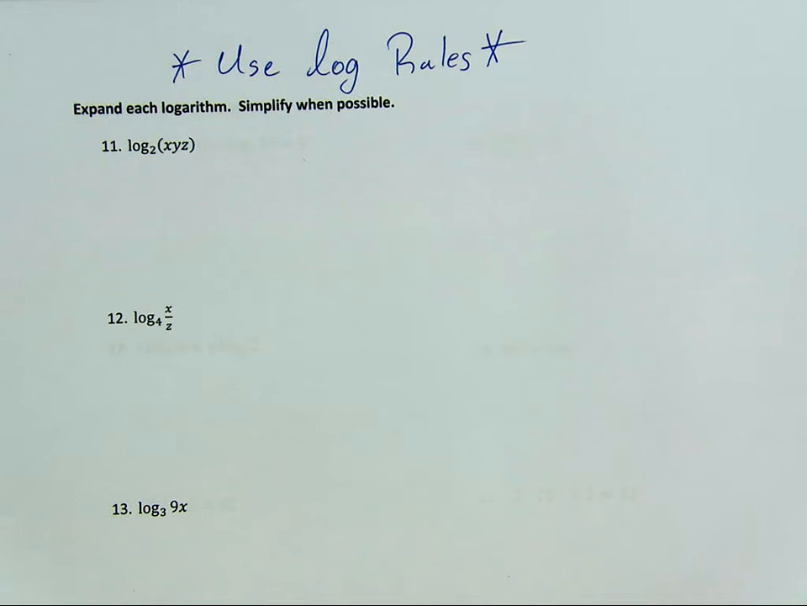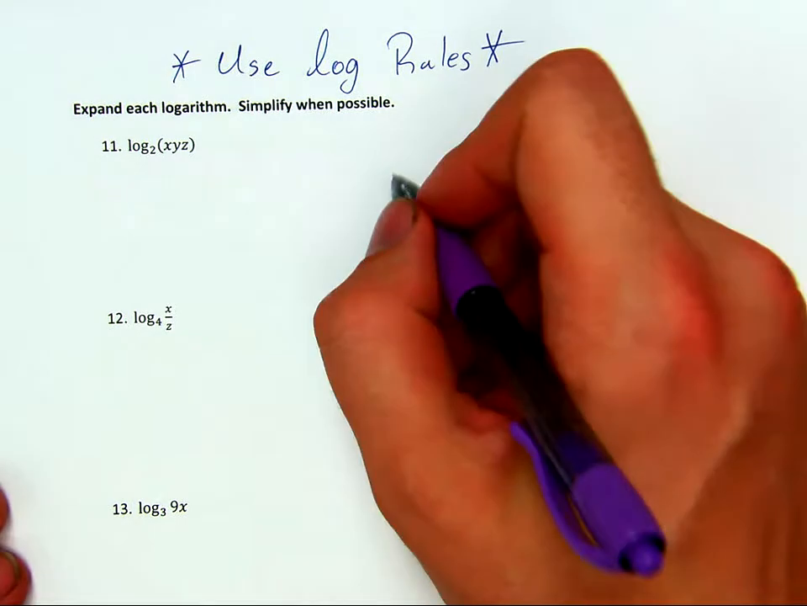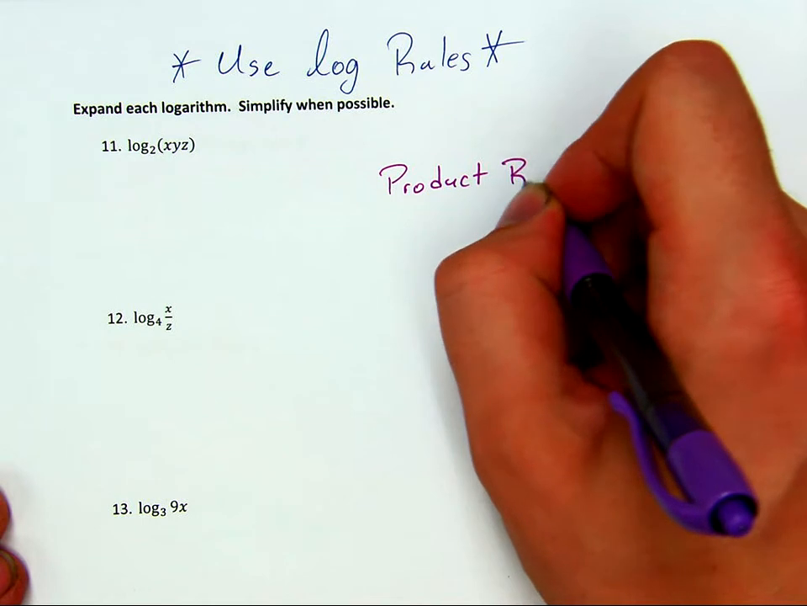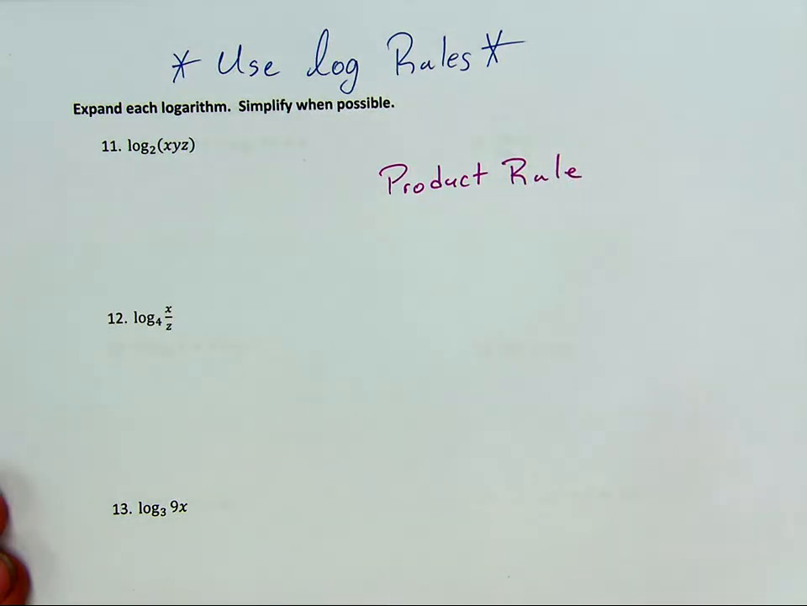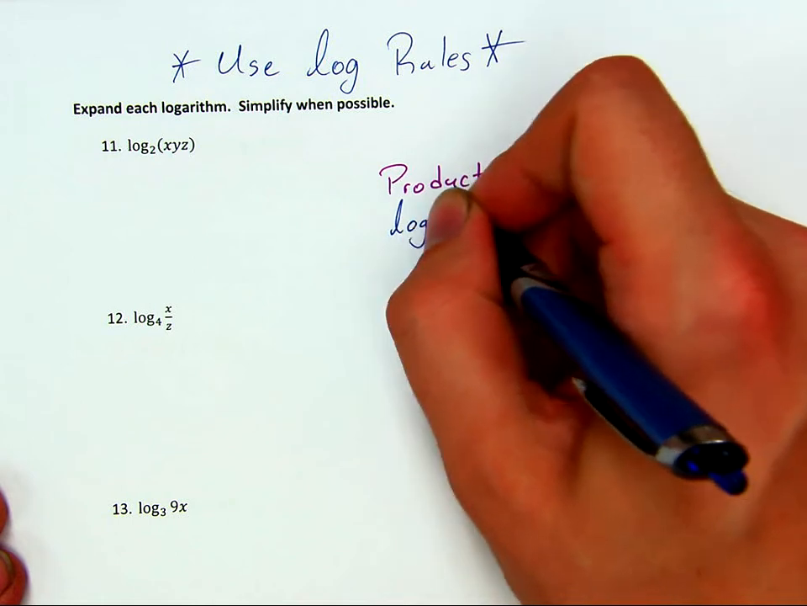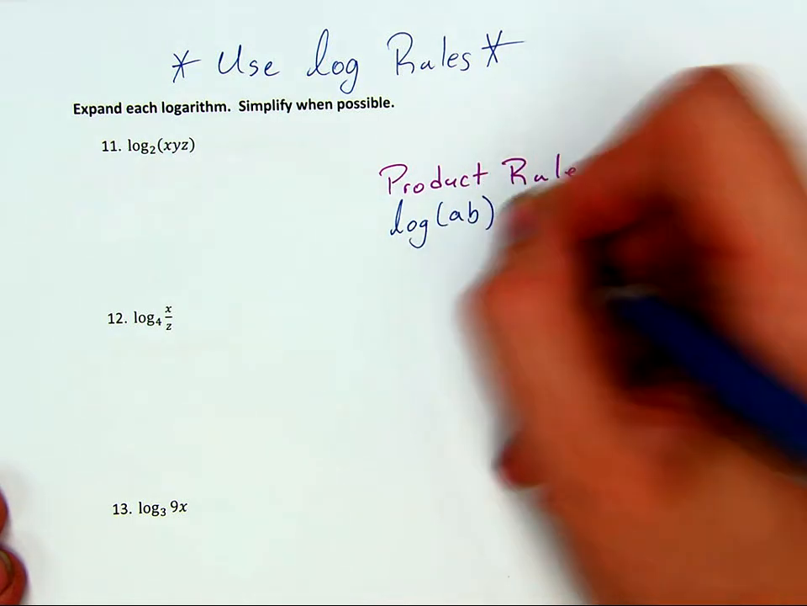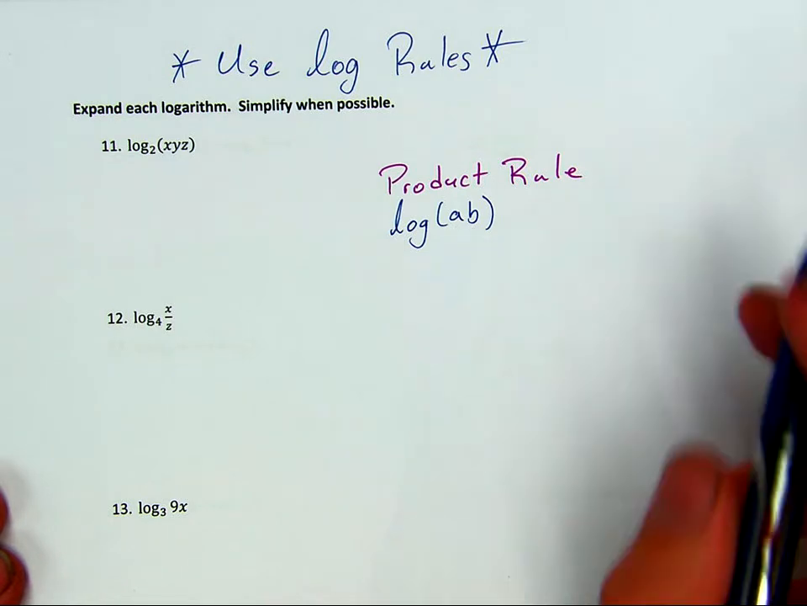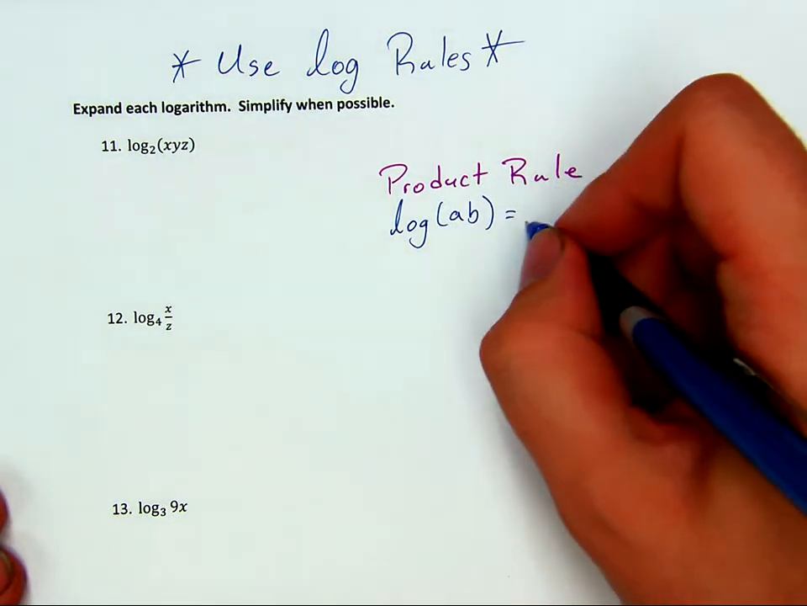So with number 11, this is where we want to use the product rule. And the product rule states the log of a times b, where you have two values inside of a log being multiplied. The product rule says we can split that apart into two logs where they're adding each other. So log of a plus the log of b.